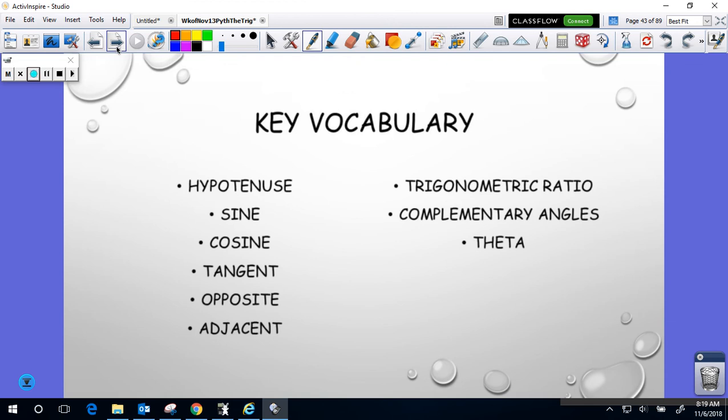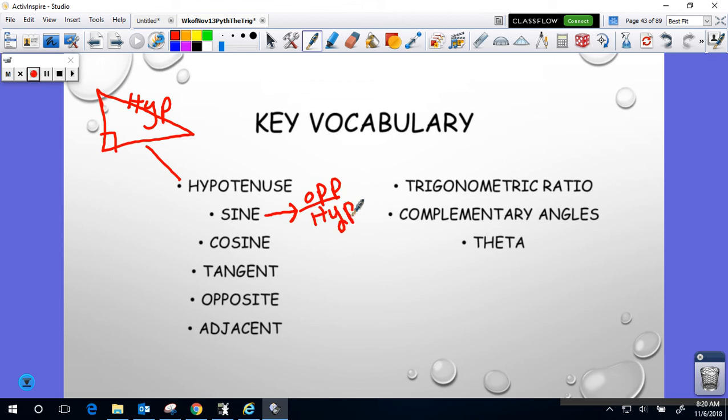Okay, so the key vocab is hypotenuse. That is always the slanted side of the right triangle. It's always this side. Sine is one of those trig functions that means opposite over hypotenuse. Cosine means adjacent over hypotenuse, and I abbreviate it. Tangent means opposite over adjacent, and I'm going to show you one of the ways that we remember this.